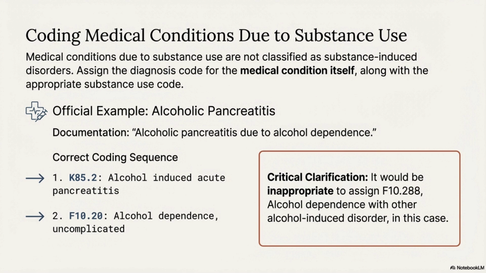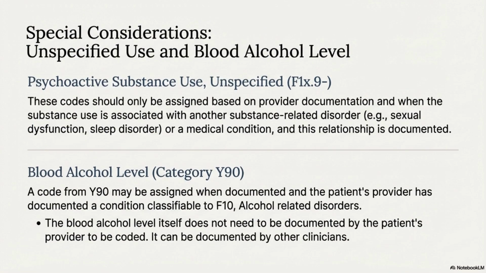You code the medical condition first, and then the appropriate substance use code. The official example is alcoholic pancreatitis. You code the pancreatitis first, followed by the alcohol dependence. Getting this sequencing right is essential for accuracy. There are two special considerations in this section.